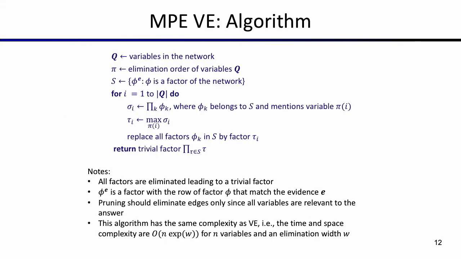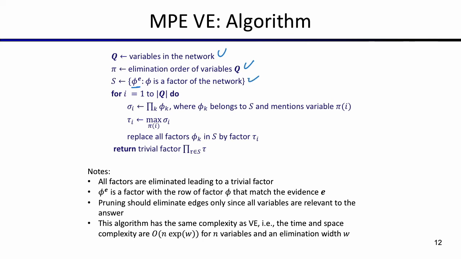Okay, so this is the algorithm that we call MPE-VE. VE is variable elimination. So what we have here: we have Q, the variables in the network. We have pi, the elimination order over Q. And we have S, a set of factors that are matched to the evidence. When we talk about this, we are talking about the factors that we have in the network matched to the evidence. So we are eliminating all the rows that do not match the evidence.